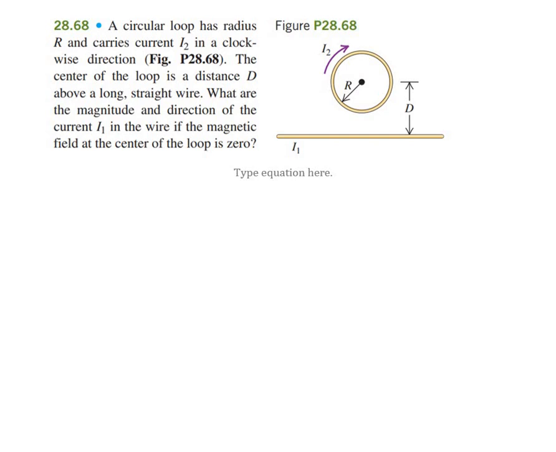Today we're going to discuss problem number 28.68 from chapter 28, test 3. The problem states a circular loop has radius r and carries current I2 in a clockwise direction, which is presented in figure 28.68 on the right side. The center of the loop is a distance d above the long straight wire. What are the magnitude and direction of the current I1 in the wire if the magnetic field at the center of the loop is 0?